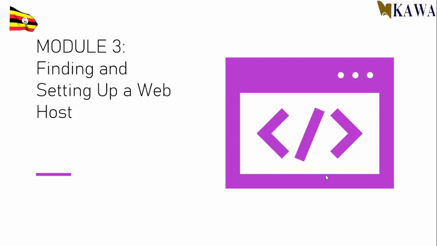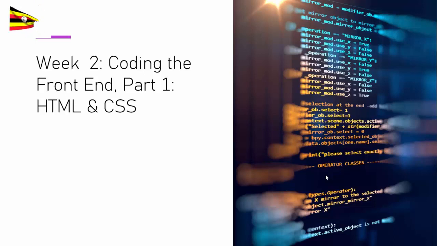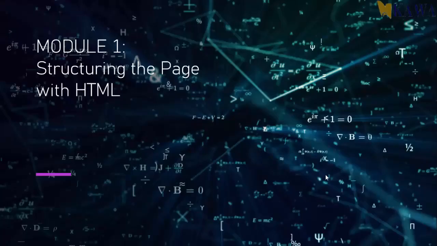In the next module, we are going to learn how to set up a web host. That is a web host that is online and can be accessed anytime, anywhere, as it will be hosted online on the internet. In the next week, we are going to start with the hands-on approach to front-end development, part 1. Here we are going to be using HTML and CSS. In that same week, we are going to learn how to structure web pages using HTML and how we can build backbones of websites.